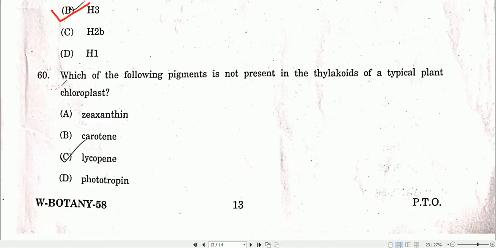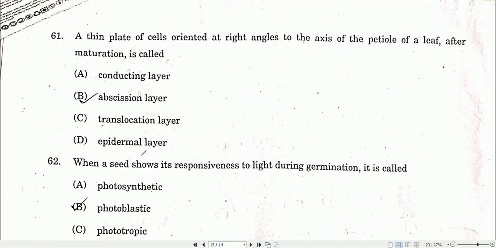Coming to question number 60, which of the following pigments is not present in the thylakoid of a typical plant chloroplast? So that will be your zeaxanthin. So option A will be the correct one. In the thylakoid you will get carotene, lycopene and phototropin, but not zeaxanthin. Coming to question number 61, a thin plate of cells oriented at right angle to the axis of the petiole of a leaf after maturation, that is called your abscission layer. So option B will be the correct one.